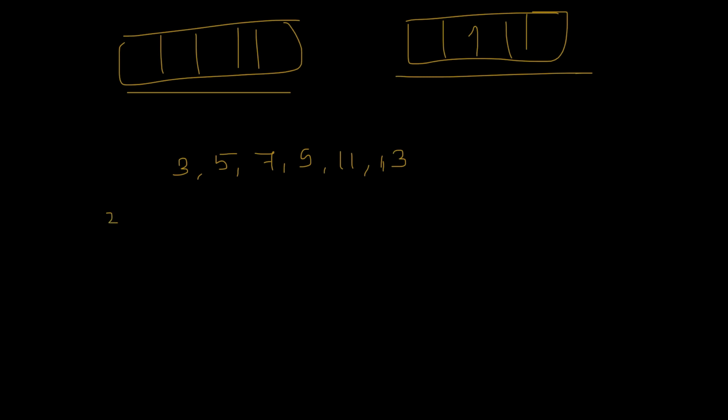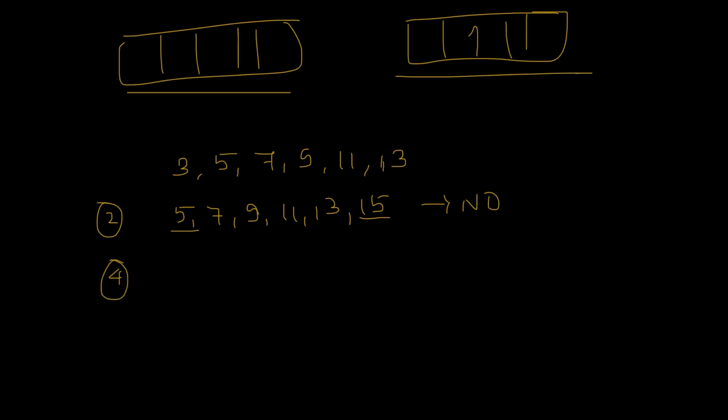So if I add 2 to them, the numbers will be 5, 7, 9, 11, 13, and 15. So you can see that 5 and 15 have their GCD as 5, and 9 and 15 have the GCD as 3. So the answer is no.